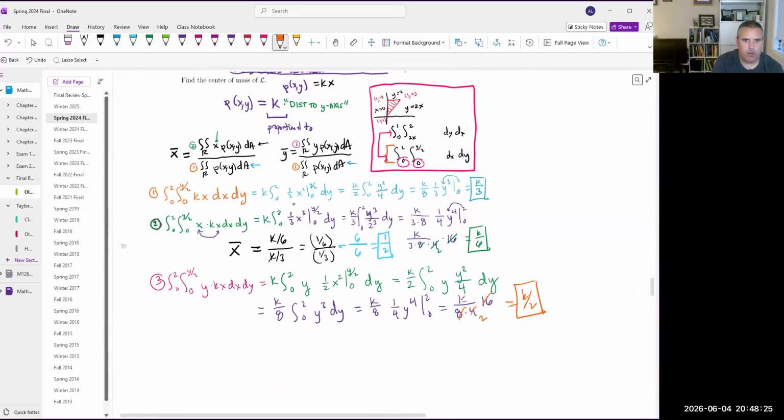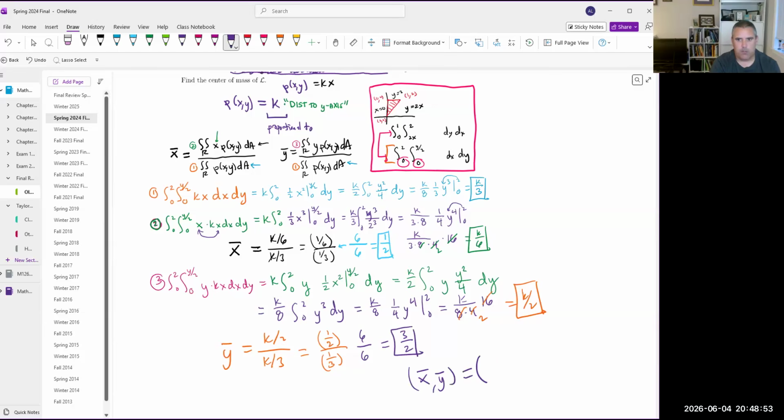So then I get y bar is k over 2 divided by k over 3. And that's 1/2 over 1/3. I'm going to multiply top and bottom by 6 again, and I get 3 over 2. So there we go. X bar, Y bar is 1/2, 3 over 2.